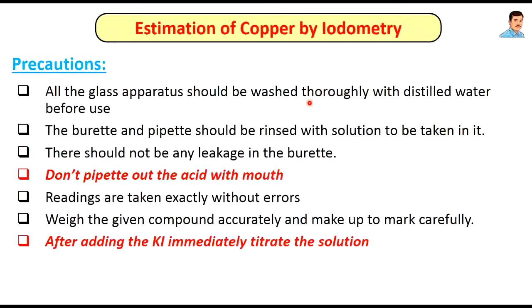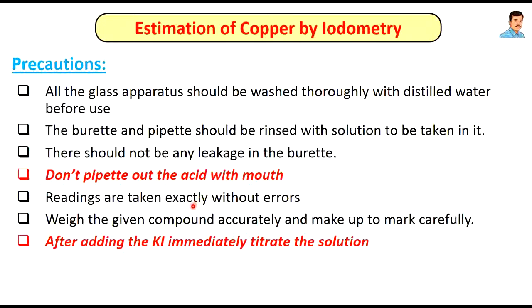Precautions to be followed in this experiment are: all the glass apparatus should be washed thoroughly with distilled water before using. Burette and pipette should be rinsed with the solution before taking a solution. We should not pipette out the acid with the mouth. Sulfuric acid is used in step 2. That sulfuric acid should be measured only with the measuring jar, not with a pipette through mouth.